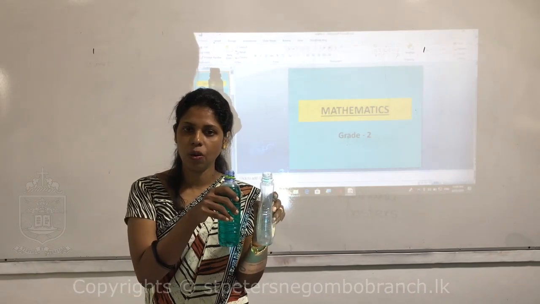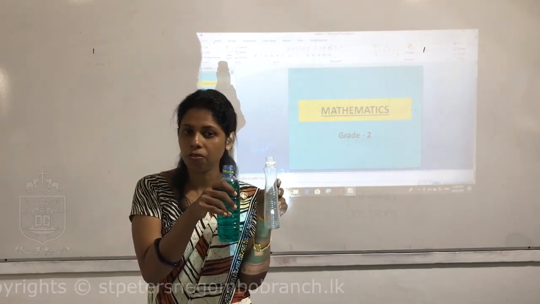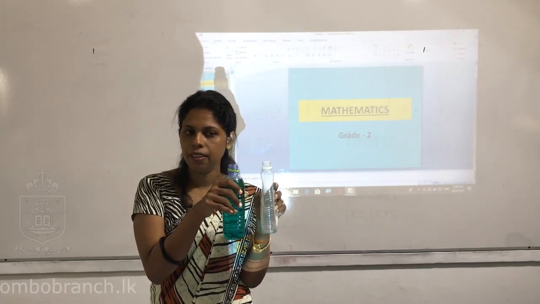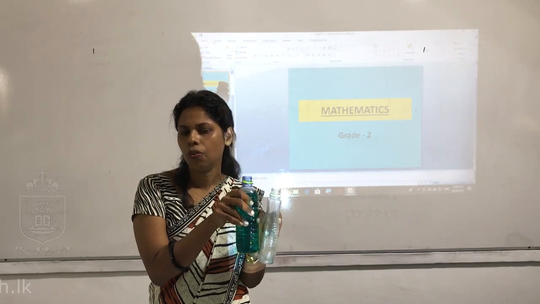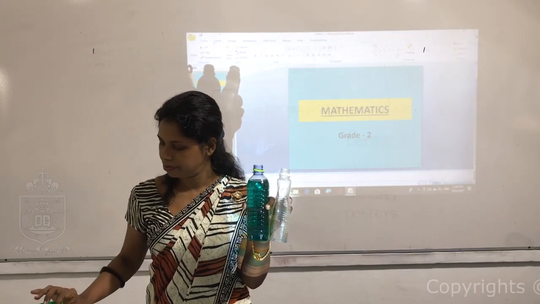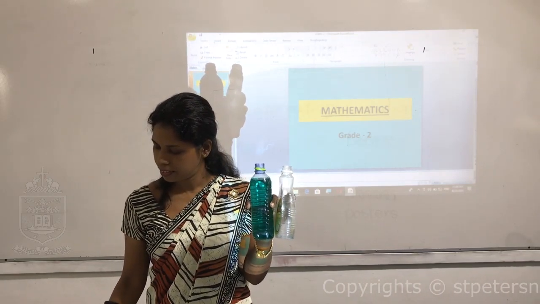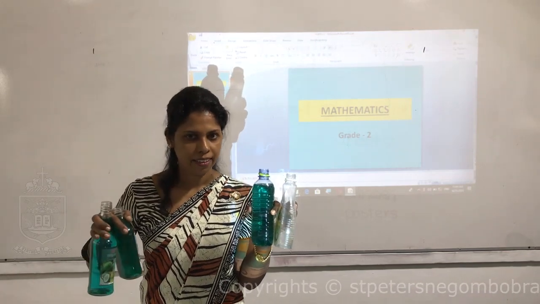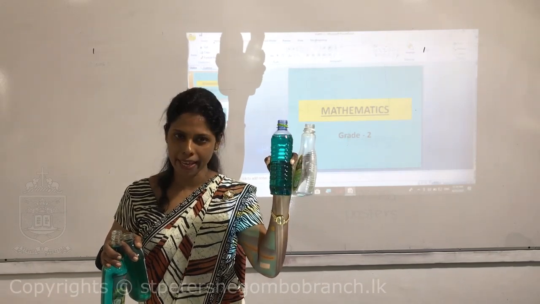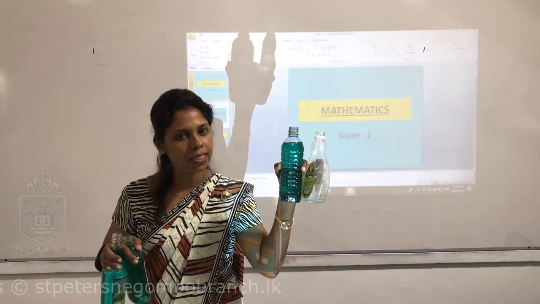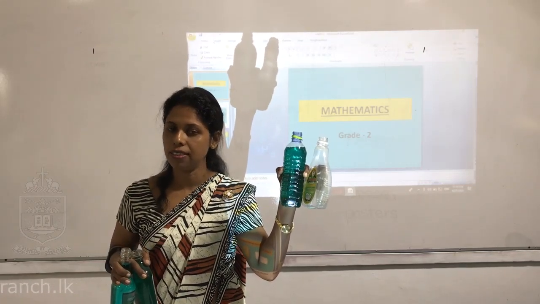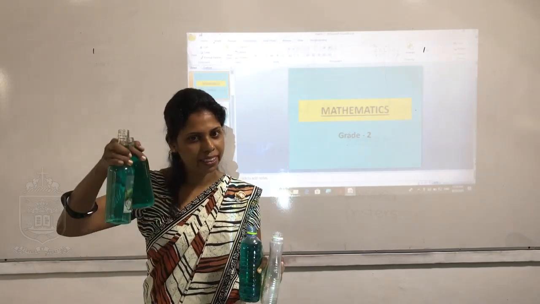These two bottles hold 7 yogurt cups of water. 7 yogurt cups of water. So, what can you say? These two bottles hold more capacity because they can hold 7 cups of water. 7 cups of water. Look at these two bottles.